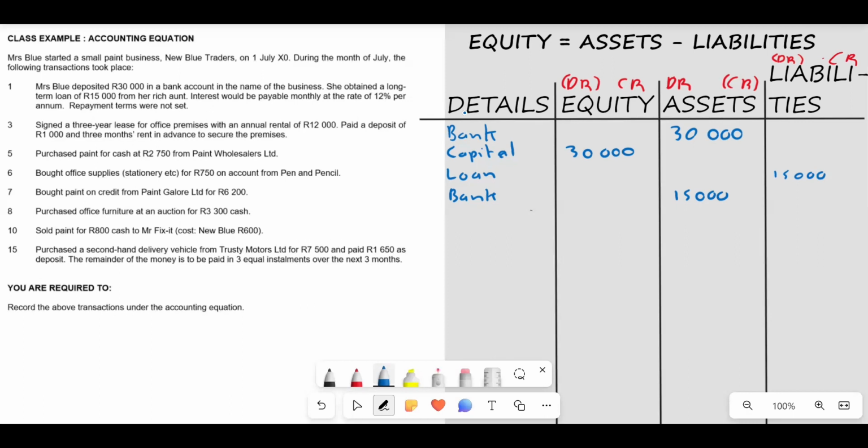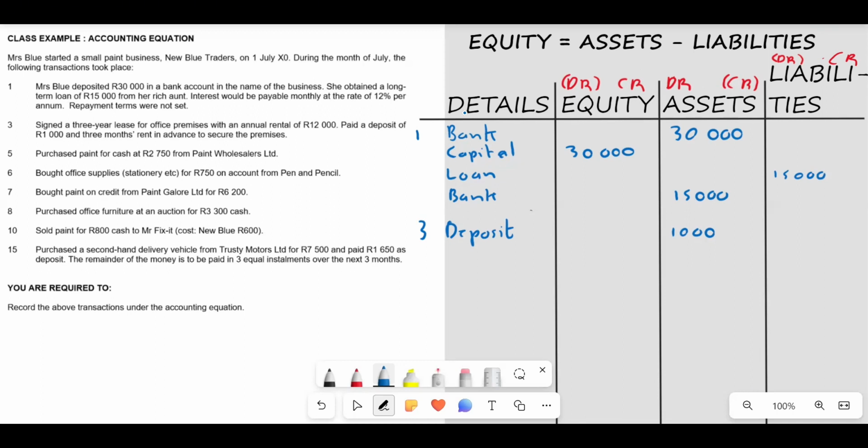Let's go on to, this is day one, right? Okay, let's move on to day three. She signed a 3-year lease for office premises with an annual rental of 12,000. She paid a deposit of 1,000. Okay, let's do the deposit first. Normally when you pay a deposit, you're going to get it back at the end of the lease term. So it is an asset. Your asset is going to increase by 1,000.